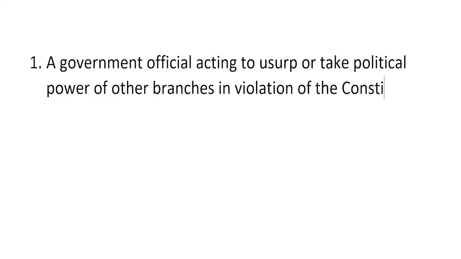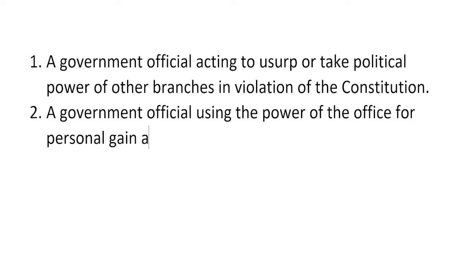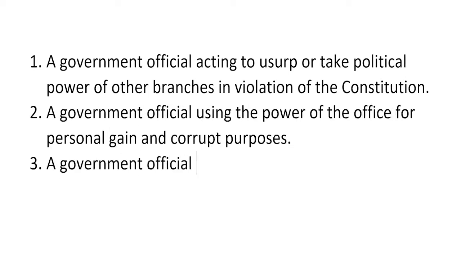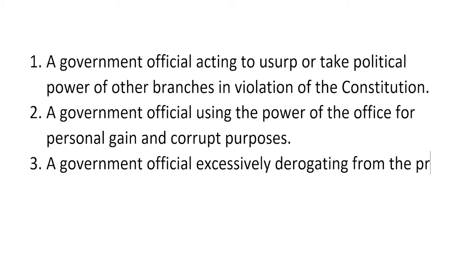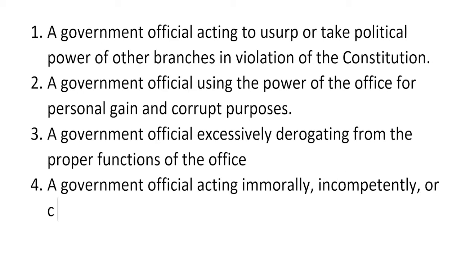Here's a brief overview of the types of offenses and the analytical model that I'll keep returning to throughout the presentation. In my research, the types of cases fall generally into: 1, a government official acting to usurp, to take political power of other branches in violation of the Constitution. 2, a government official using the power of the office for personal gain and corrupt purposes. 3, a government official excessively derogating from the proper functions of the office. And 4, a government official acting immorally, incompetently, or criminally in a manner that's intolerable for the office or offends the public interest.